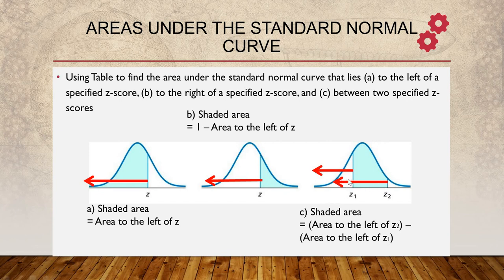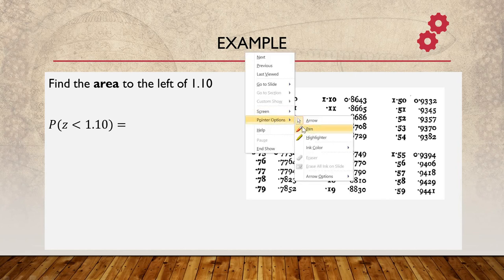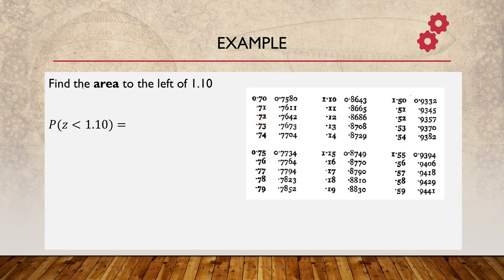Z2 minus Z1 area. The bigger one minus the smaller one. Okay, let's do an example, it's easy to see with an example. Find the area to the left of 1.10. So what does it mean by to the left? How do I know to the left is this?